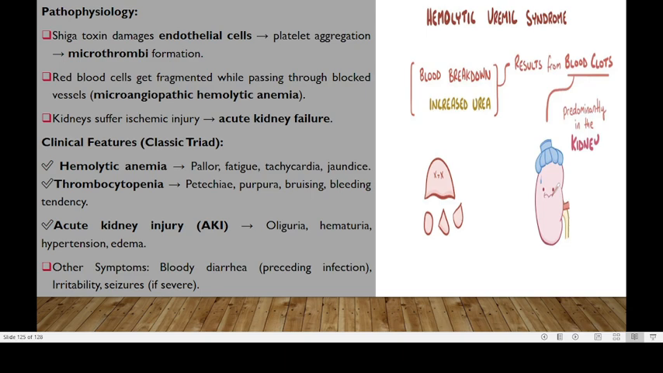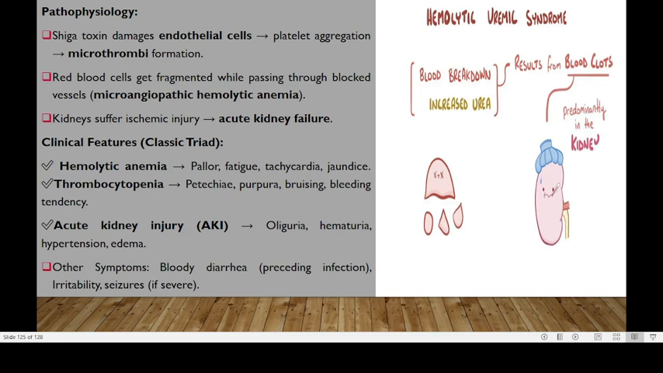On the clinical features, we have the clinical triad, right? The clinical triad of hemolytic anemia, thrombocytopenia, and acute kidney injury. So with hemolytic anemia, the patient will present with pallor, fatigue, tachycardia, and jaundice. Thrombocytopenia, patients are going to present with petechiae, purpura, bruising, bleeding tendency. And with acute kidney injury, the patient will present with oliguria, hematuria, hypertension, and edema.